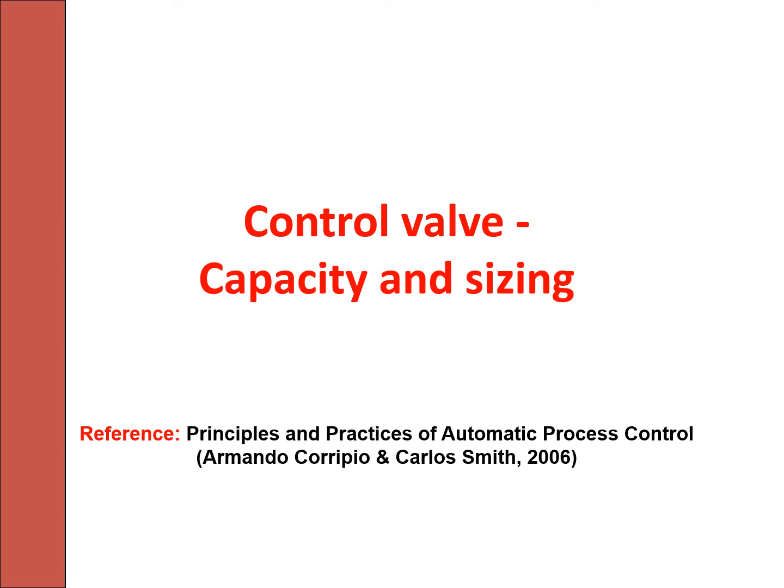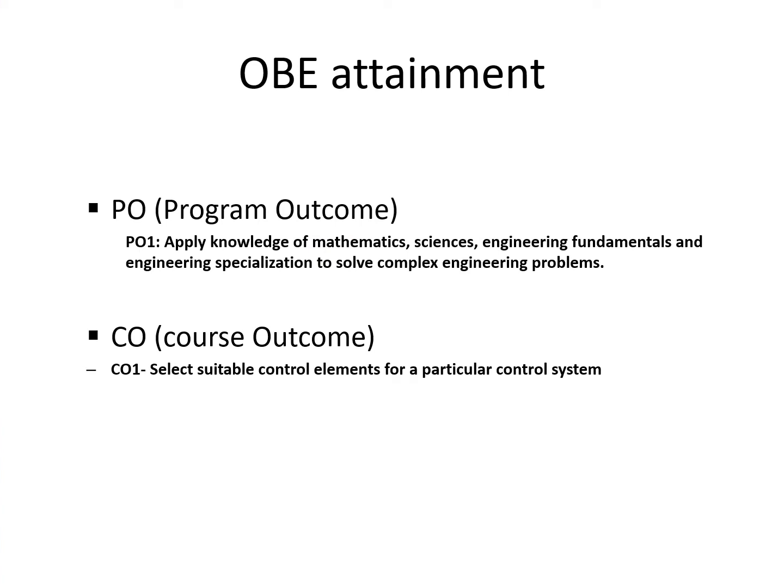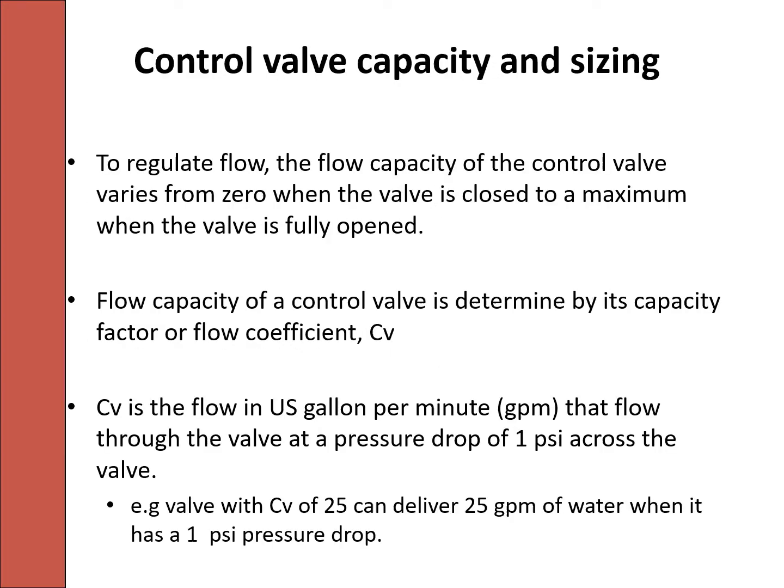Okay, now we continue on the capacity and sizing of control valve. This obey-attainment I already explained before inside the previous subtopic. Basically, to regulate the flow in the valve, the flow capacity of the control valve would vary from 0 when the valve is closed. When the valve is fully open, the flow capacity would be maximum. So the flow capacity of control valve is determined by its capacity factor or flow coefficient, which is CV.